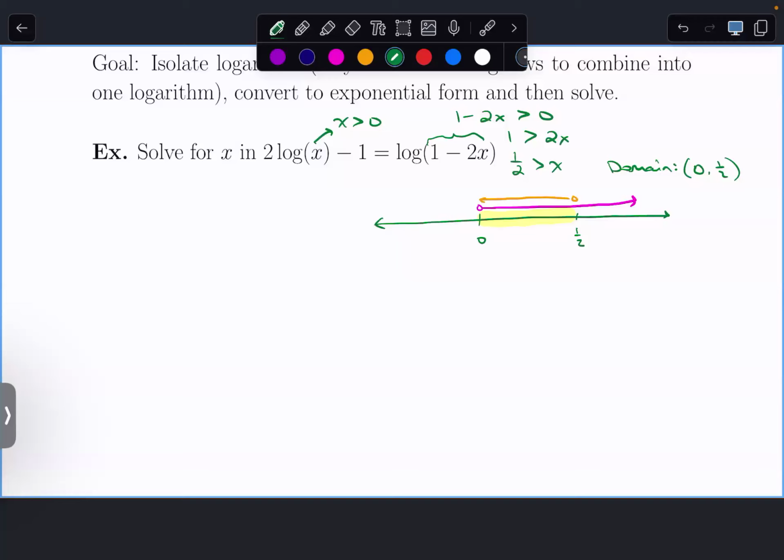Okay. So like I said, you could do that at the end to figure out which answers satisfy the criteria. But I like to do it at the beginning just to get it over with because it's not that fun. But now we can start to solve this thing. 2 times the log of x minus 1 is the log of 1 minus 2x.